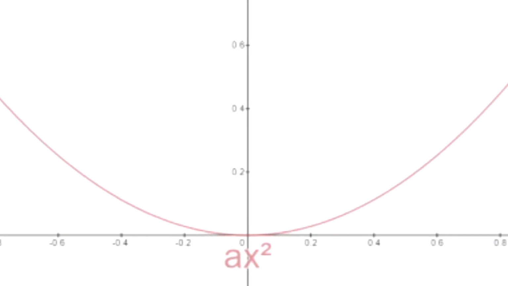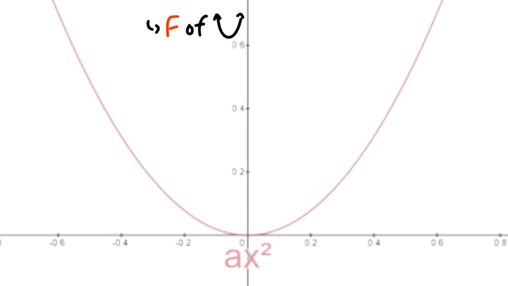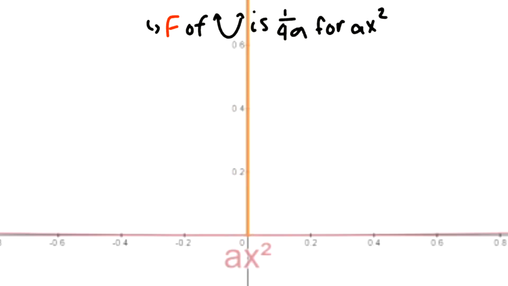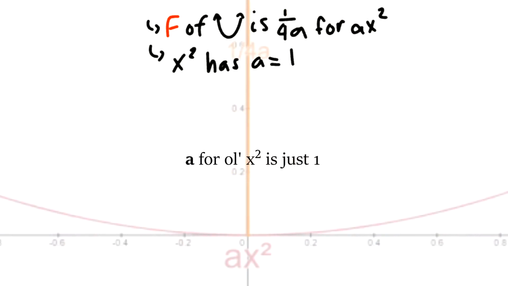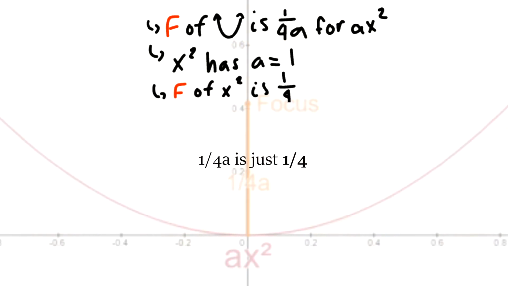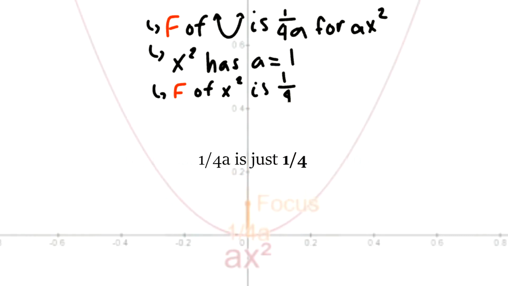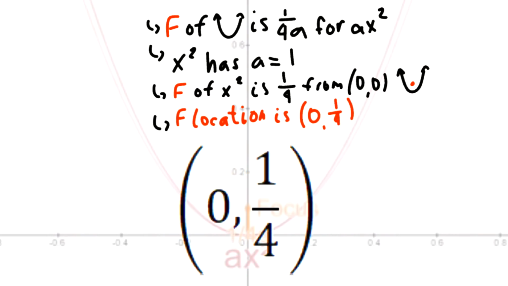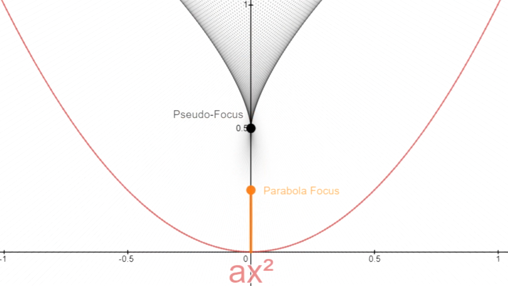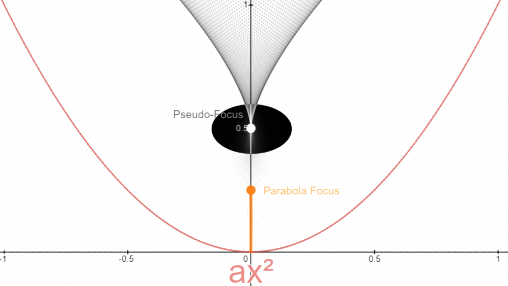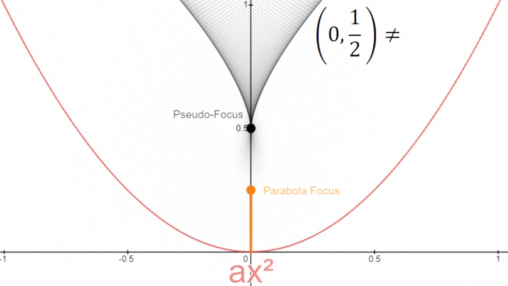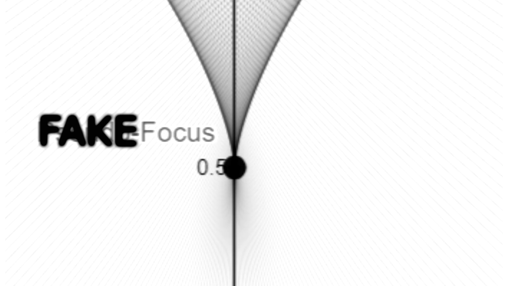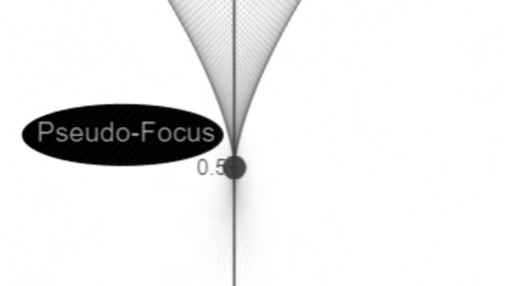That for a parabola ax squared, the focus, and I mean the real focus, is 1 over 4a of distance from the vertex? Well, our a for x squared is 1, so 1 over 4a is just 1 over 4. And 1 over 4 is the distance of the focus from the vertex 0, 0, making the focus point 0, 1/4. As you can see concretely on this graph, the pseudo-focus, which is clearly 0, 1/2, is not the focus, which is 0, 1/4.